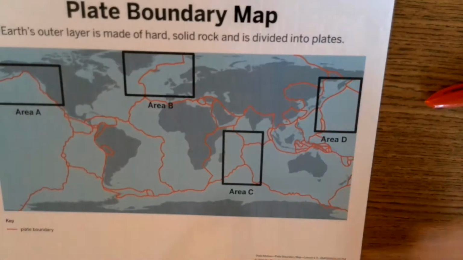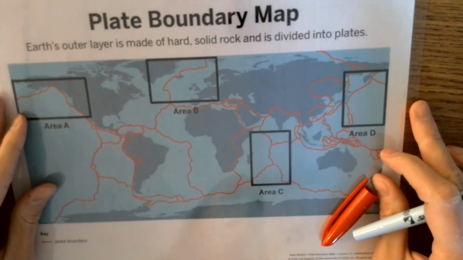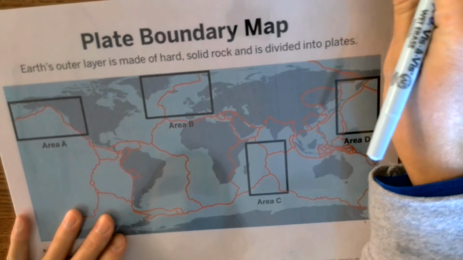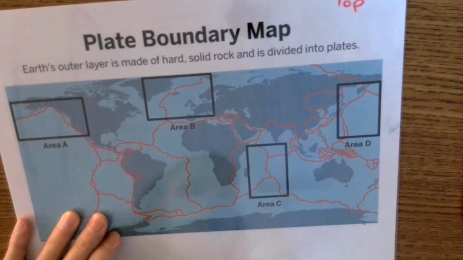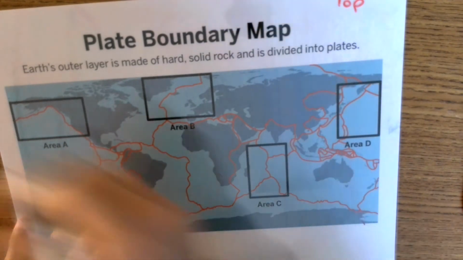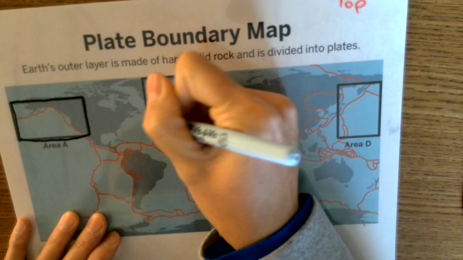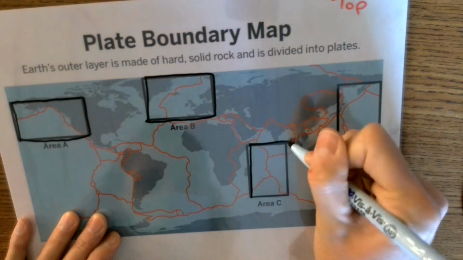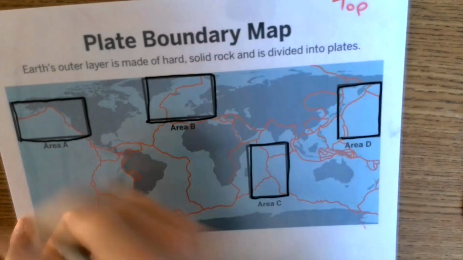Okay, so you put the transparency on top of the plate boundary map. In the red ink, you're going to write top. Make sure it's aligned perfectly. You write top. With the black marker, we're going to outline areas A, B, C, and D. Make sure you label.